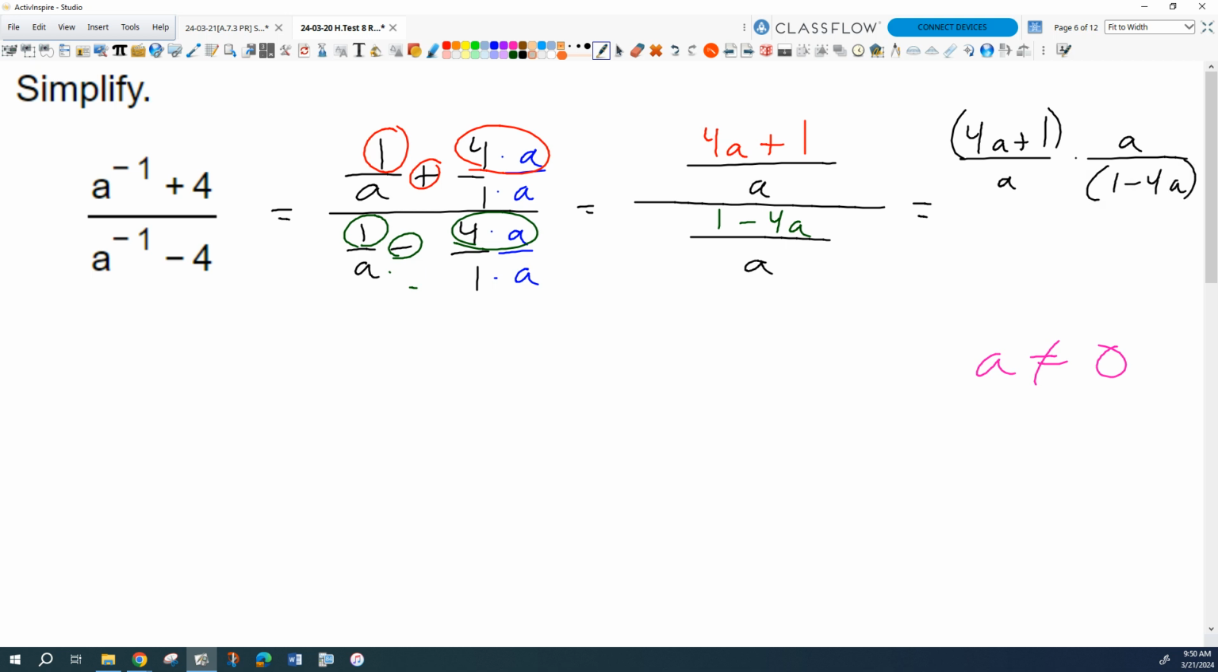So 4a plus 1 over a times the reciprocal, a over 1 minus 4a. I can extend my division bar, and it looks like I can cancel some stuff. Do I need to include any other exclusions? Yes, negative 1/4, from that factor. And I get my final answer. Final answer just looks like 4a plus 1 over 1 minus 4a. Can't do anything else, right? Good? Okay.